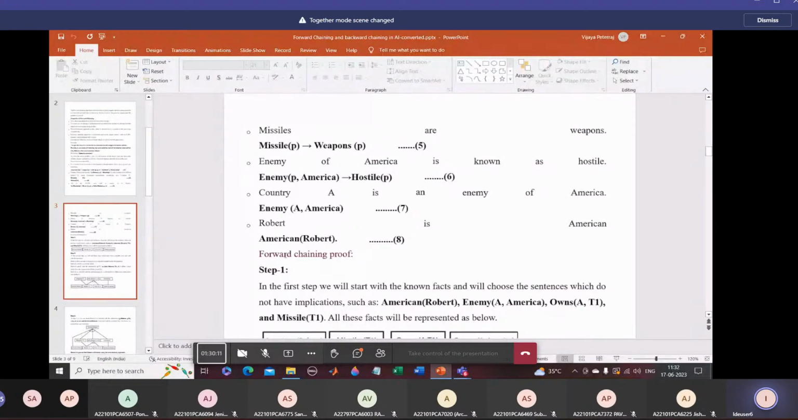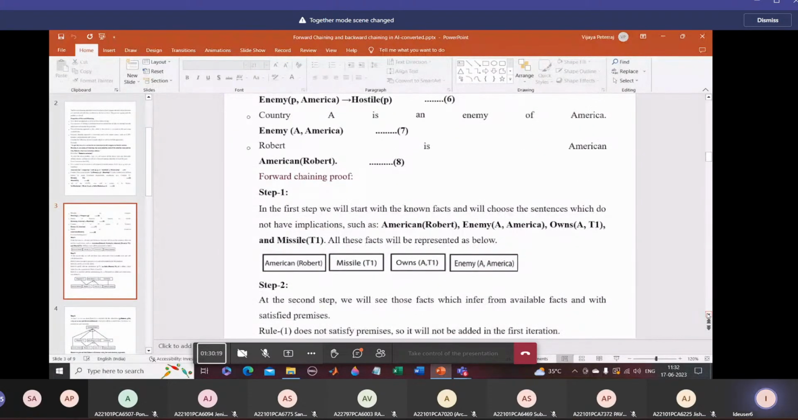Having taken all those first order logic facts, now we are going to convert that into forward chaining. What is the first step? We will start with the known facts and choose the sentences which have implications. Whatever we put in implications, we are going to take. So we know that Robert is an American. Then country A is an enemy of America. A owns T1. T1 is the missile. Missile means weapons. A owns the weapons. So country A is having some weapons. Who is A? A is an enemy of America. Through whom did this happen? Robert. Robert is an American. So we have taken out all the facts we need from these implications.